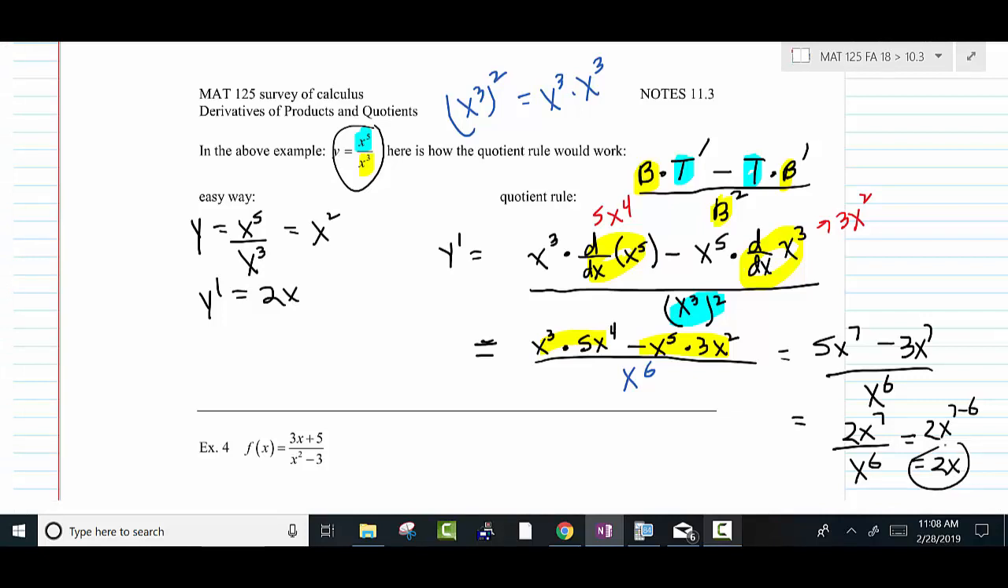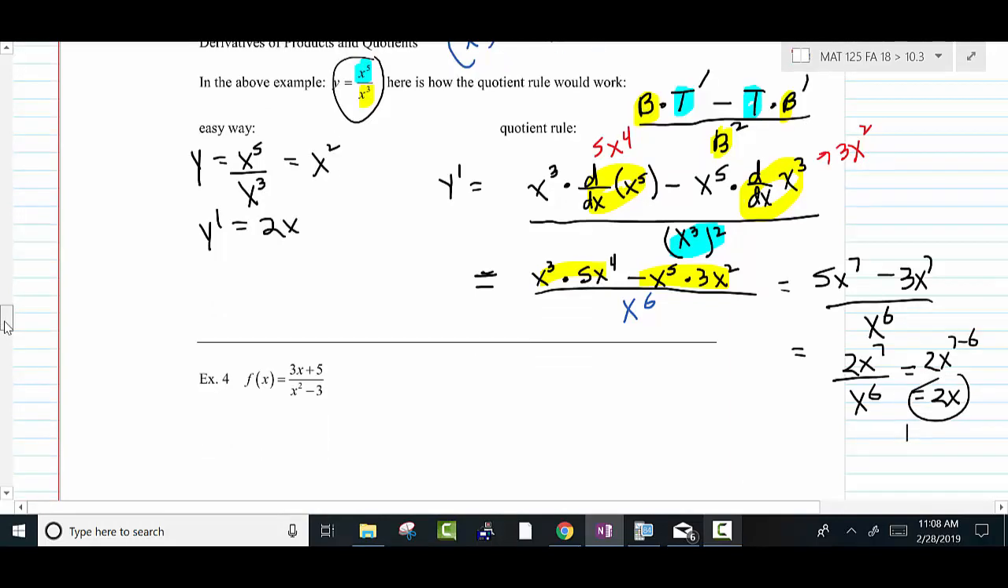Most of the time you have no choice but to use the quotient rule. Okay, so that's the idea. That's what we're going to work on. The rest of this section is just mostly kind of getting this down, and then we'll do a couple of applications. Okay, all right. So when we go down to this next one, you have no choice but to use the quotient rule. You got a quotient, and you have two functions. The top part is the 3x plus 5, and the bottom part is the x squared minus 3.